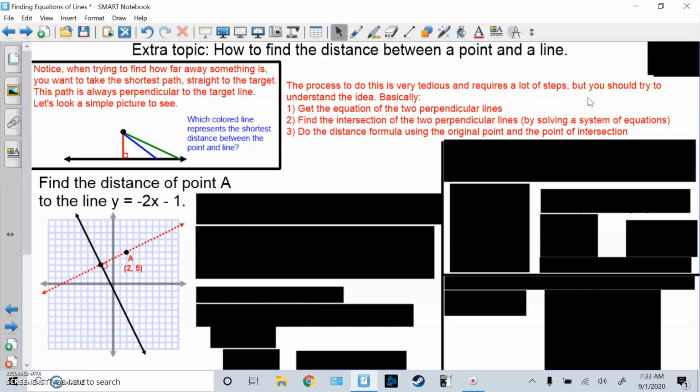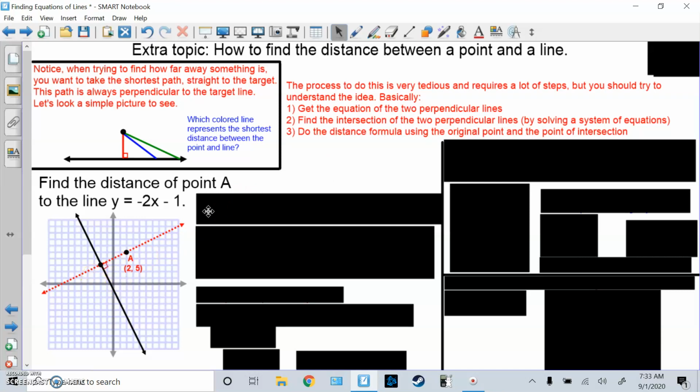Basically, first, you want to get the equation of both perpendicular lines. Once you have that, you're going to find the intersection of the 2 lines where they cross, this dot right here. And that's going to involve a system of equations you learn in Algebra 1. You got to do substitution or elimination. Then you have to do the distance formula between our real starting point, our real point, and that intersection point.